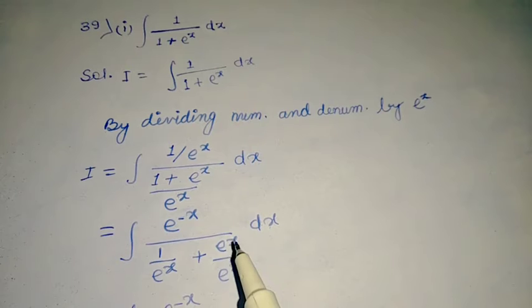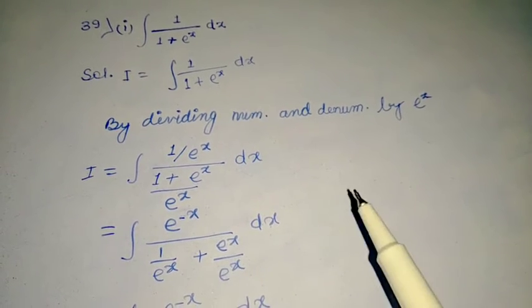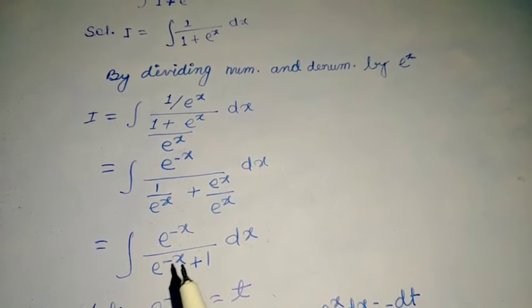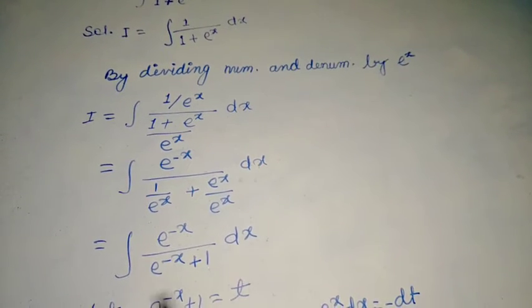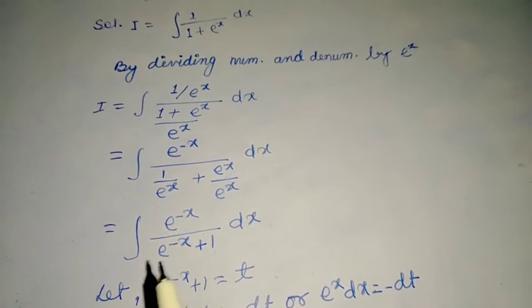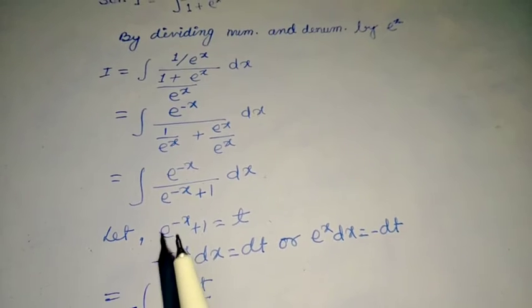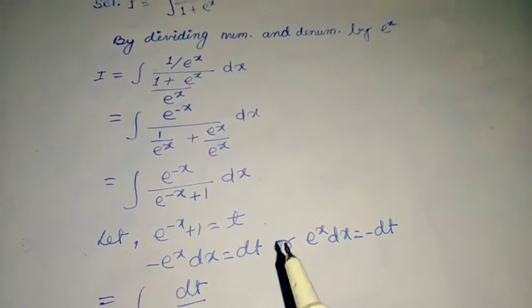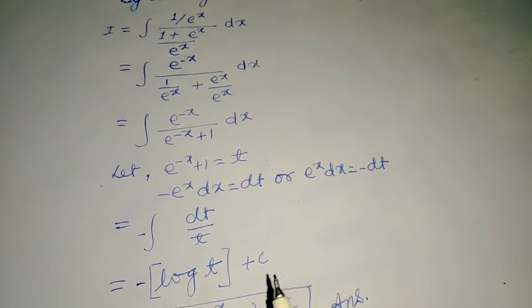So here this e to the power x and this e to the power x will be cancelled out, so it will be 1. And in the next step we will write this like this. So it will be e to the power minus x upon e to the power minus x plus 1 into dx. So now we can substitute t in the place of e to the power minus x plus 1. When we differentiate both the sides, it will be minus e to the power x into dx is equal to dt, or we can write it as e to the power x into dx is equal to minus dt.